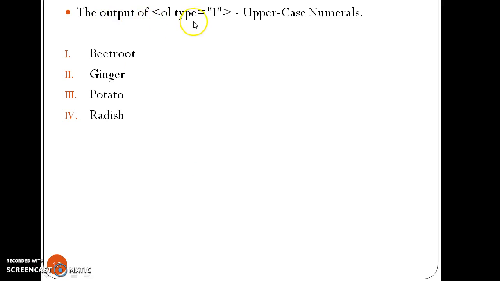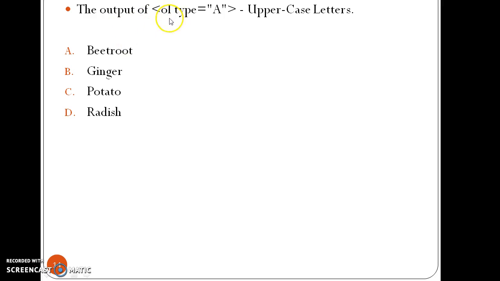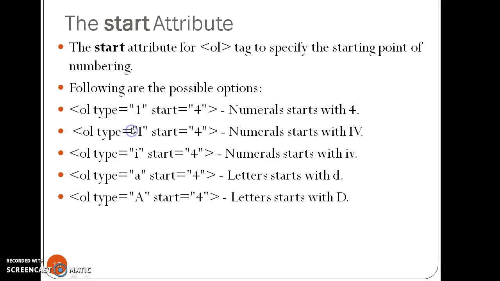Now let us see the output of this ordered list when the Roman letter i is the value of the type attribute. This is the output here. The list of items are listed with the Roman letters like this, 1, 2, 3, 4 and so on. Now let us see the output where the value A is the type attribute value. You get the list of items listed in this order, A, B, C, D, likewise.